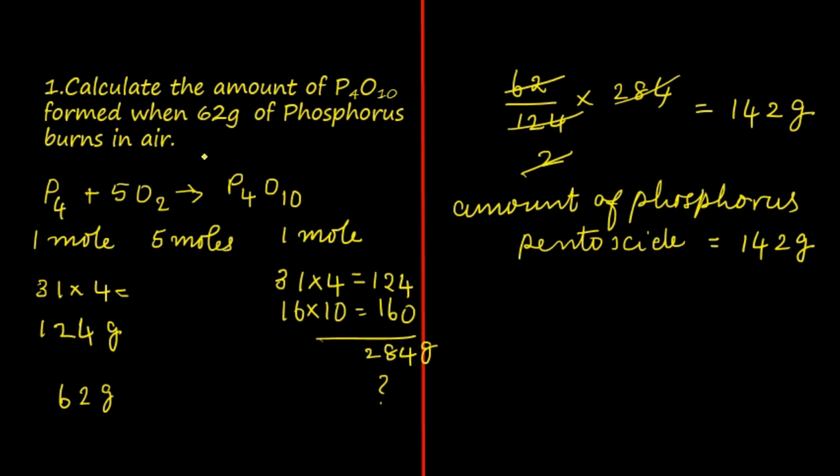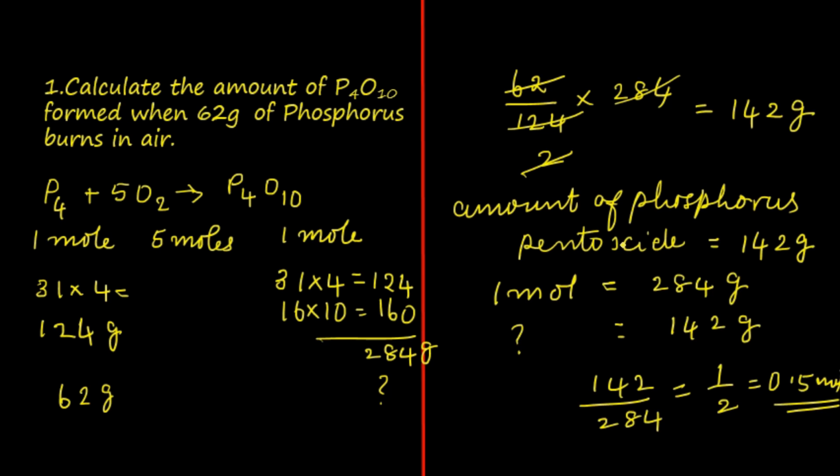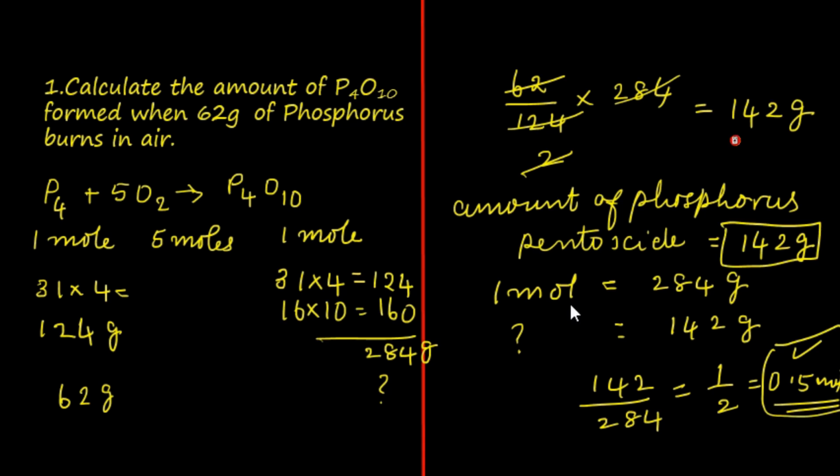Sometimes it may be specified in the question, give the amount in moles. Then what do we do? 1 mole is equal to 284 grams, so 142 grams is equal to 0.5 mole.